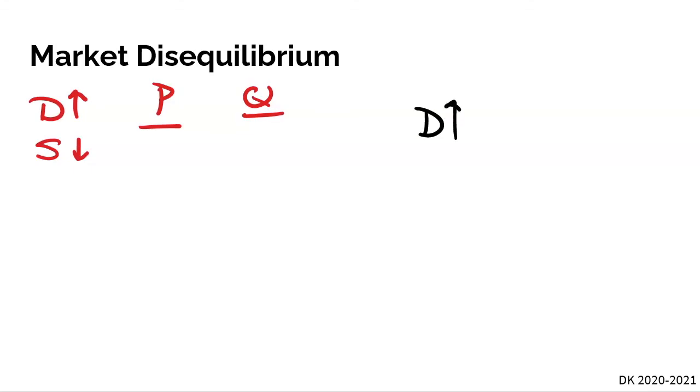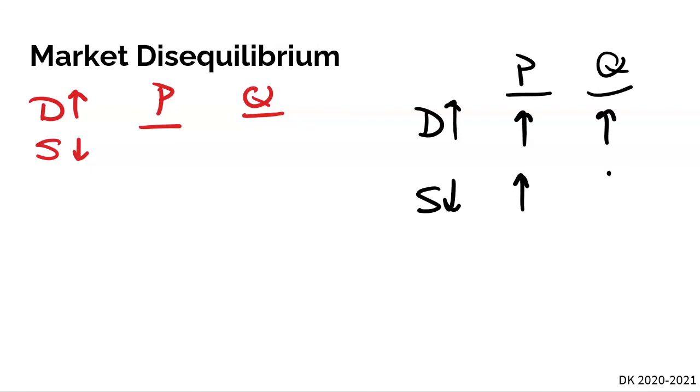So let's say, what happens when our demand increases and our supply decreases here? Pause the video and try to do it by yourself. What happens here to our price and quantity? We know when our demand increases, our price is going to increase and our quantity is going to increase. We know when our supply decreases, our price increases and our quantity decreases here.